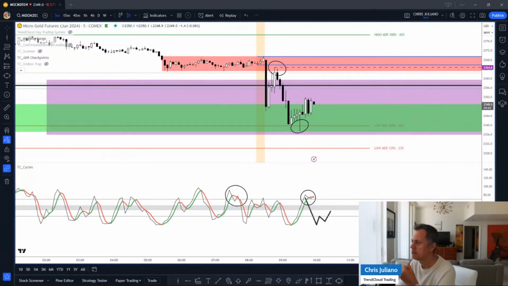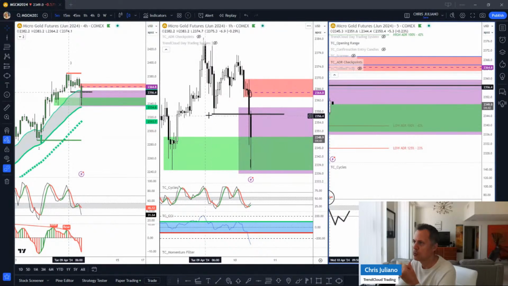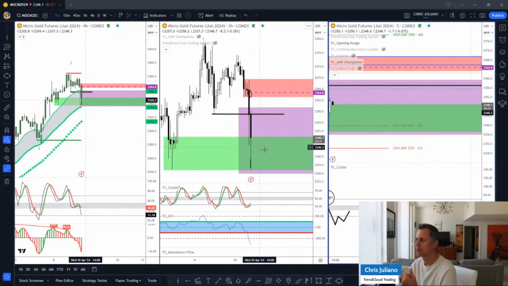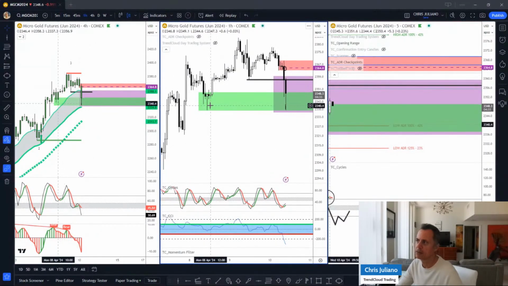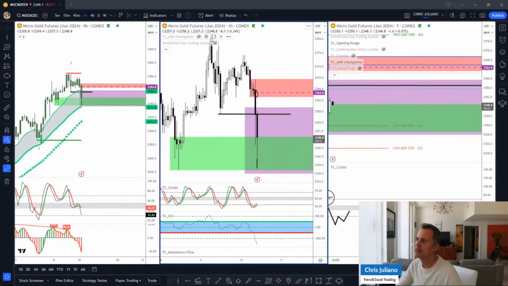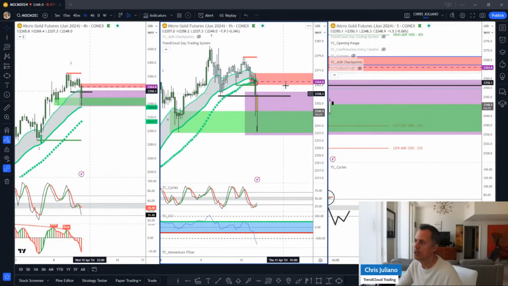And again, middle time frame, we broke structure. Price action is to the downside. Did we come into a demand zone? Yeah, we did. But we've got price action to the downside, momentum to the downside, and we are way below our TrendCloud system. Candles are now yellow, meaning we are transitioning to a full-on downtrend.